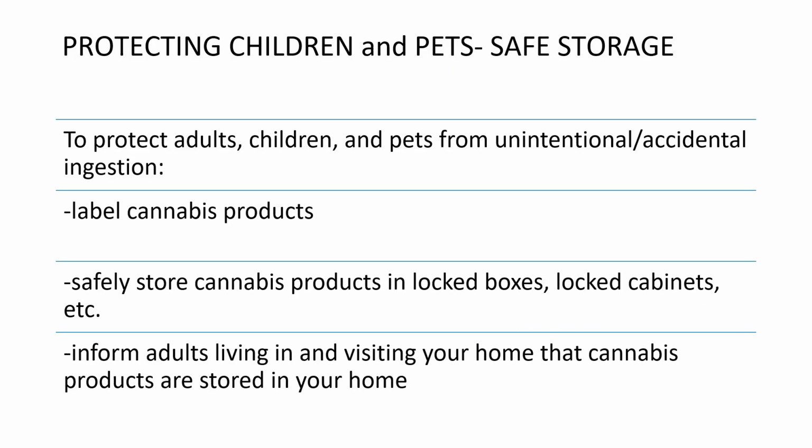Protecting children and pets. Safe storage. To protect adults, children, and pets from unintentional and accidental ingestion, it's simple. Label cannabis products. Safely store cannabis products in locked boxes, locked cabinets, etc. Inform adults living in and visiting your home that cannabis products are stored in your home.